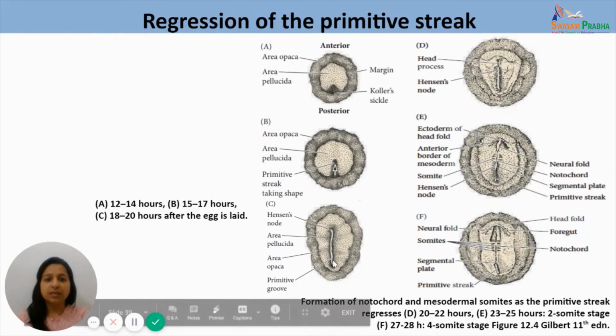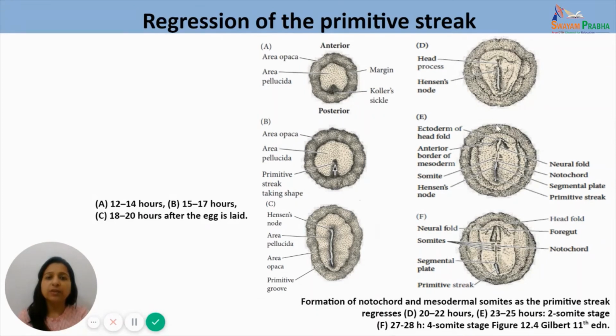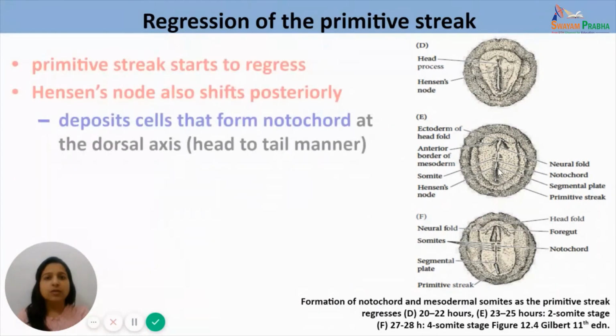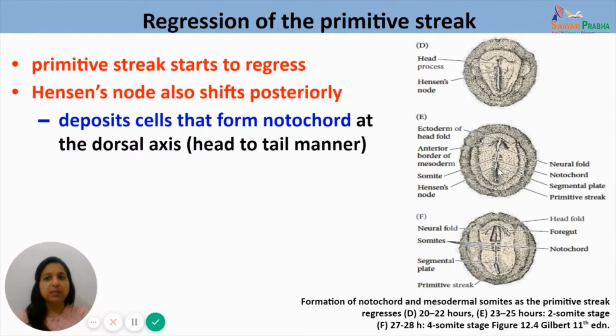So earlier it started from the posterior end of the epiblast and migrated anteriorly. Now it will begin to regress back toward the caudal side of the growing embryo. So as gastrulation proceeds, the primitive streak starts to regress toward the caudal side of the growing embryo, and along with the regression of the primitive streak, the Hensen's node also shifts posteriorly.